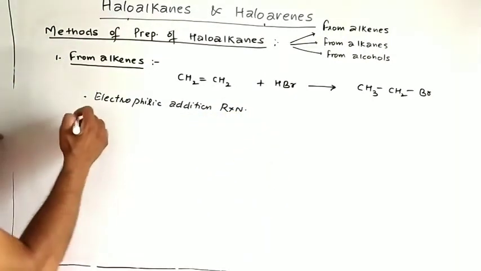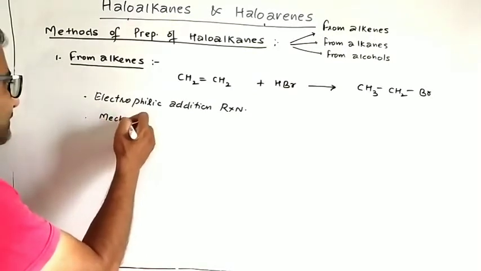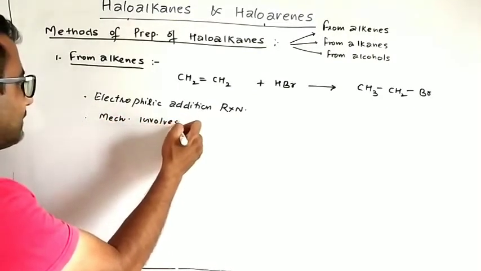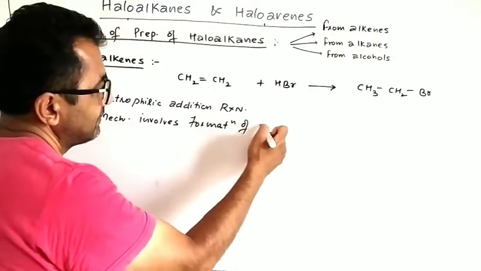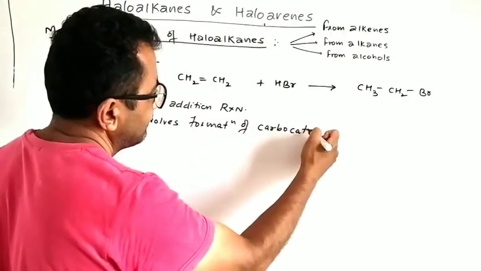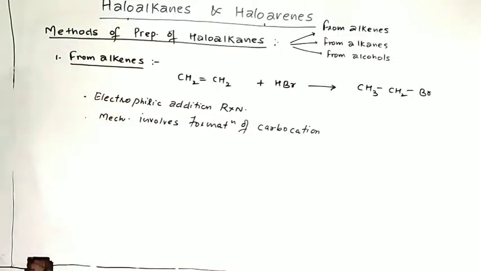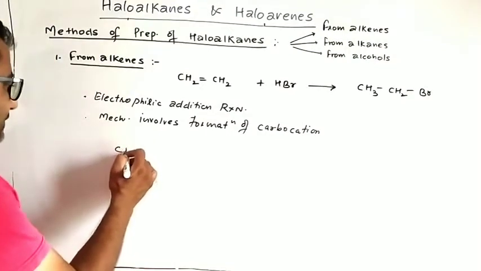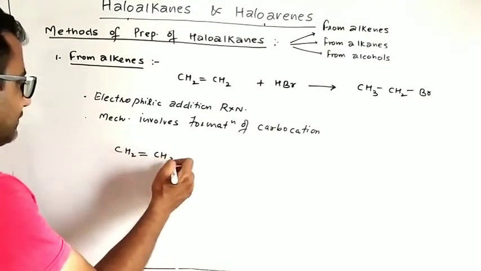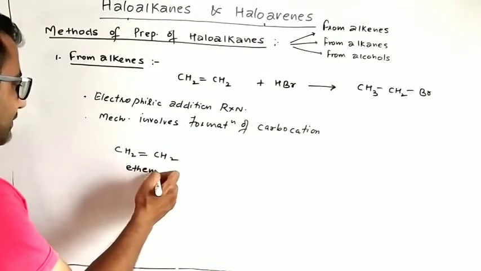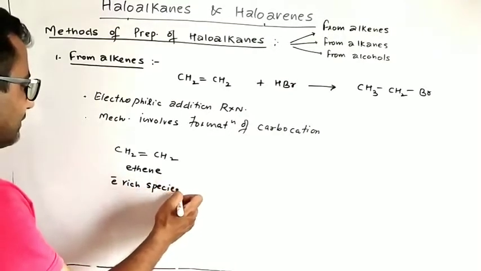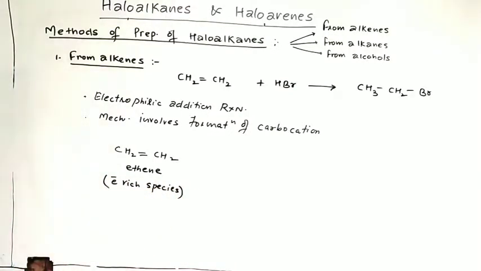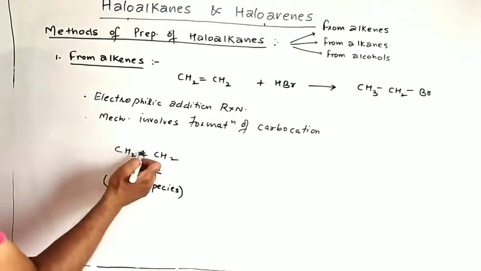If you see the mechanism of this reaction, it involves the formation of carbocation. So what is the mechanism? First of all, this CH2=CH2, ethene, is an electron-rich species. It has pi electrons above and below the plane. This is a pi bond here.